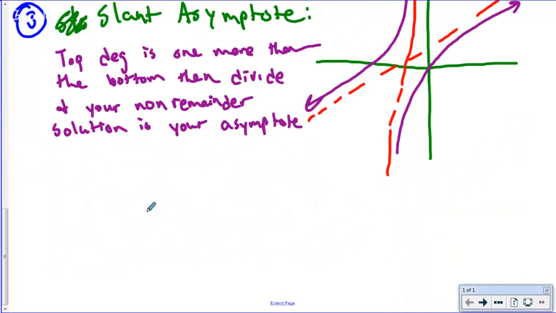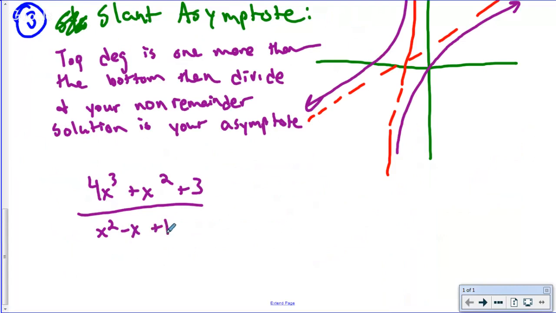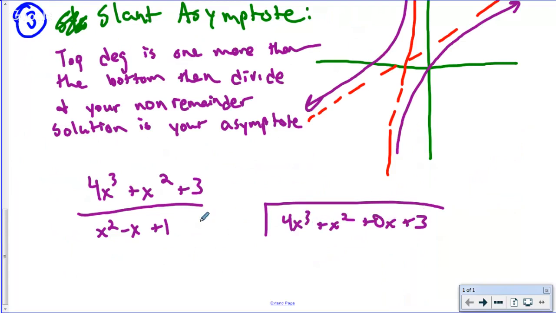For example, real quick, if I have 4x to the third plus x squared plus 3 over x squared minus x plus 1. Notice my degrees are different by 1. This one's bigger by 1 than this one. So we will do the long division: 4x to the third plus x squared plus 0x plus 3, divided by x squared minus x plus 1.